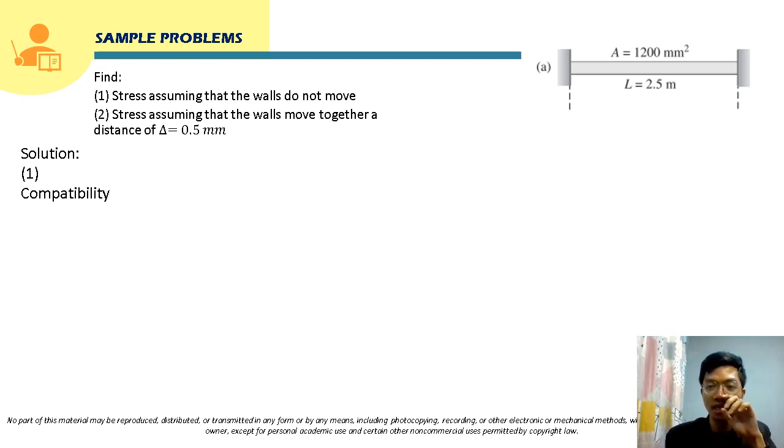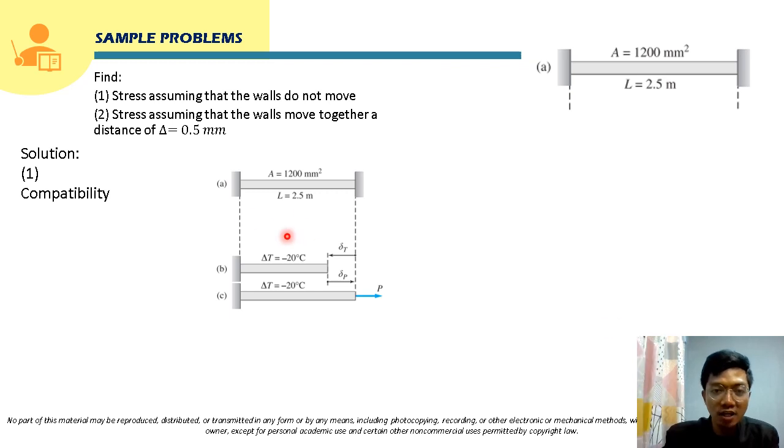So the first step: if the member is restrained from expanding or contracting, what we're going to do is remove one of the supports at its ends, so that it can freely expand or contract. Okay, so we are going to show that here.